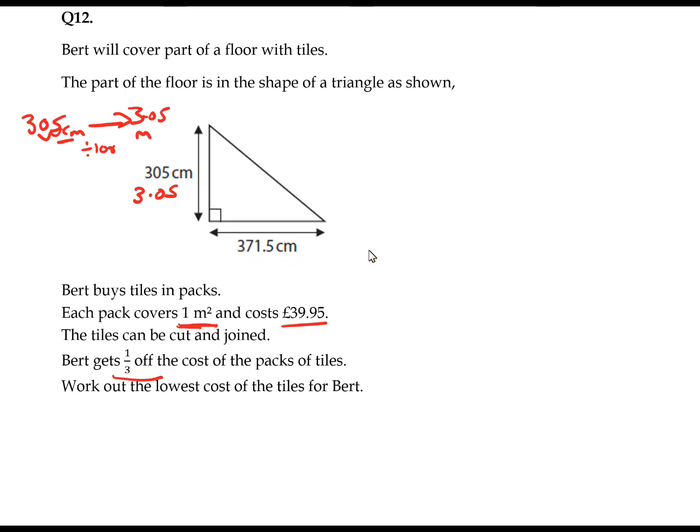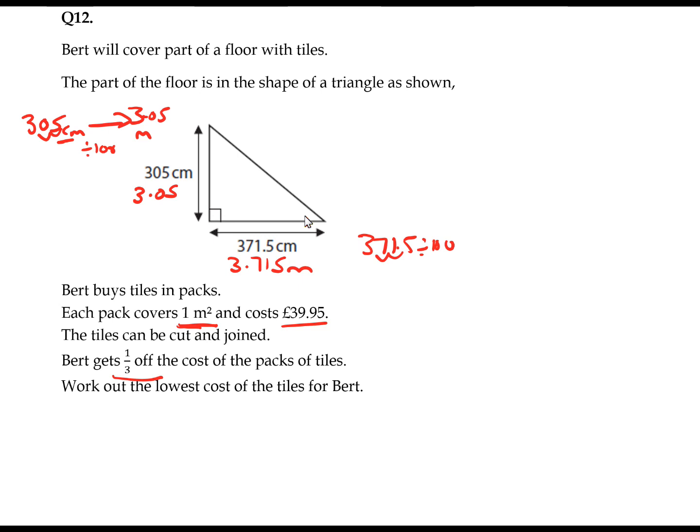Then for this dimension here, again, we take the 371.5 and divide it by 100. So we end up with 3.715 meters. So now our dimensions are in meters, and when we multiply them, we'll get meters squared for our units of our dimensions. So let's do that.